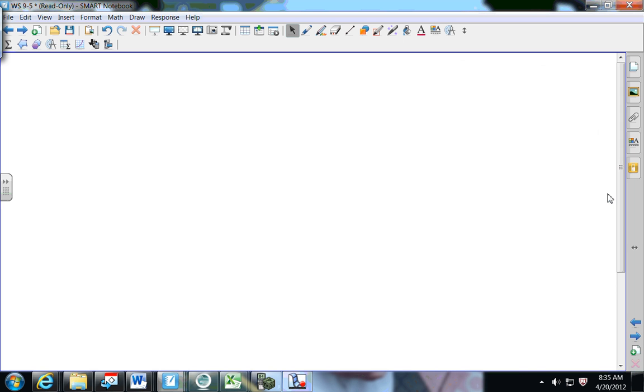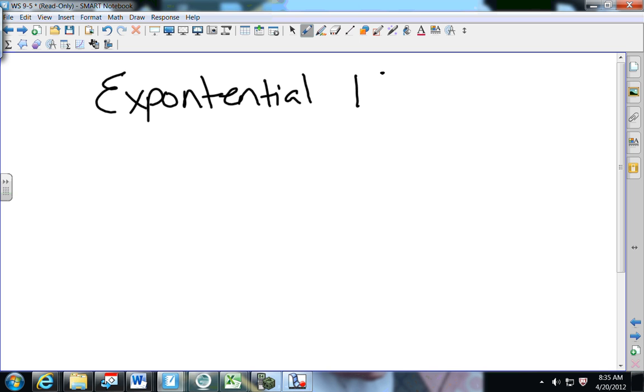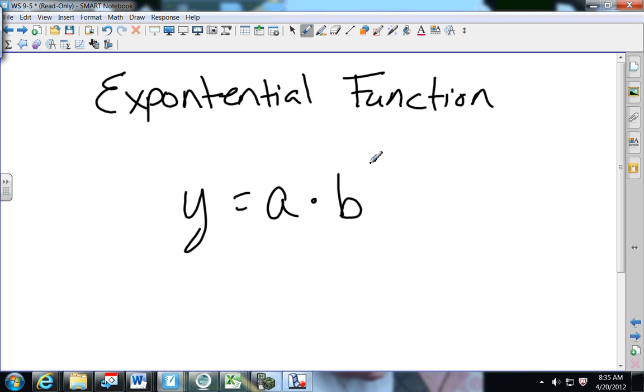Okay, we're going to be working with exponential functions. Now, that function is written as y equals a times b to the x power. First off, we know that x is our independent variable. We know y is our dependent variable. Okay? When we're dealing with exponential growth and decay, most of the time, that independent variable is going to be time, whether it's numbers of weeks, days, minutes, whatever.